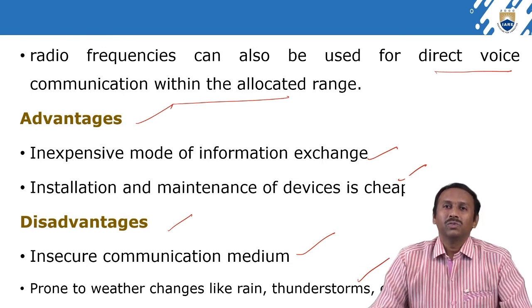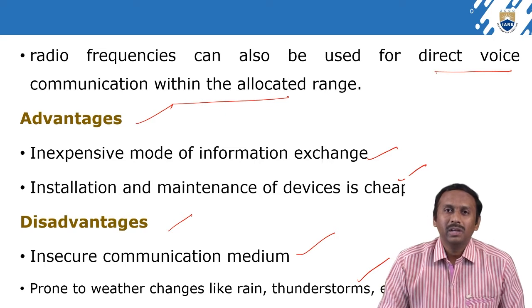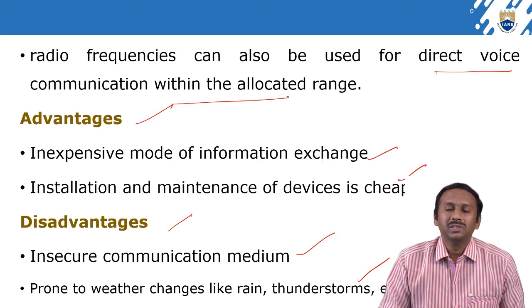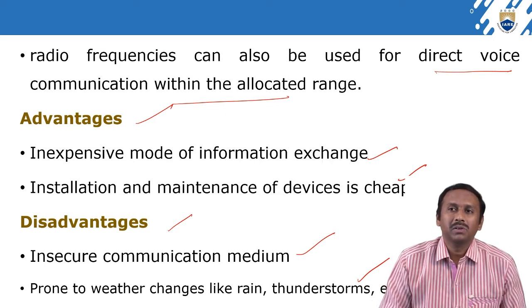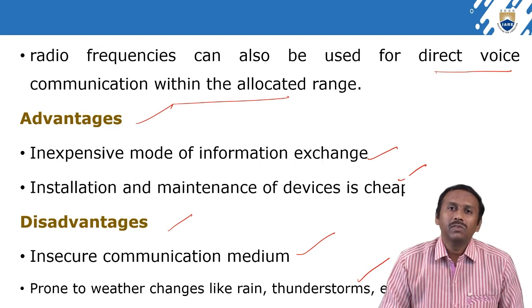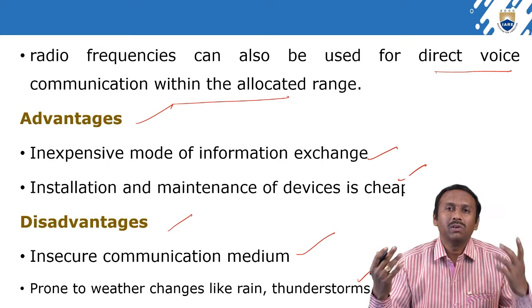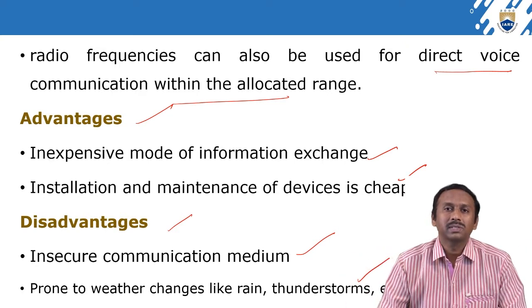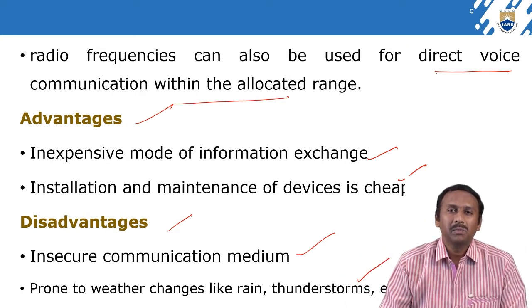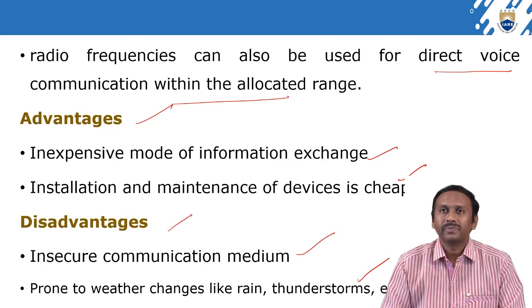Assume that we are listening to FM radio. If due to some weather conditions rain or thunderstorms come, then what will happen? The radio signals will continuously break. We cannot hear exactly what they are saying, isn't it? So those are some of the disadvantages.